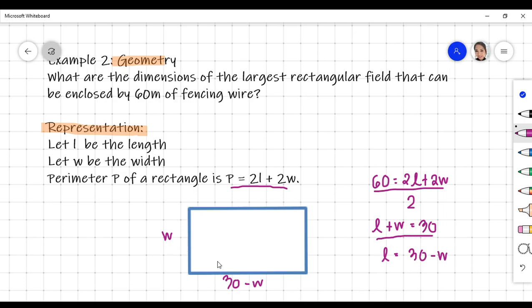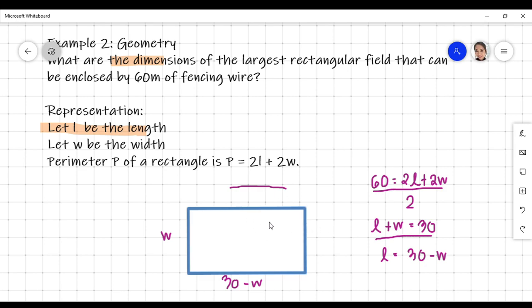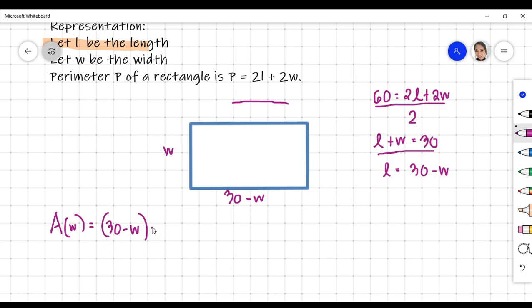So you can see that we have one unknown variable left, which is W. Okay? So what is the largest rectangular field? We are asked for the dimensions. We can solve for the area. Right? We want to know the space of the rectangular field, that is area. So we will solve for the area of that rectangular field. So A of W, our unknown variable, is length times width. So this is our length, 30 minus W, times the width.